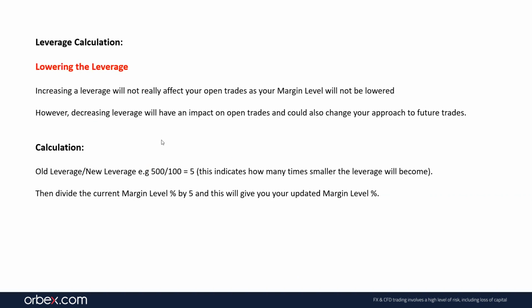And then lowering leverage. This is just a calculation that I've come across a few times over the years, where people want to ask, if I lower my leverage because I don't like the 1 to 500, I like 1 to 100, can I get any more or any less, and what will happen to my margin level? Then this is what will happen. We lower it, we take the difference, which is 5 times the amount in this case, and then get your current margin level and divide it by the amount that the difference is, and that will be your updated margin level.